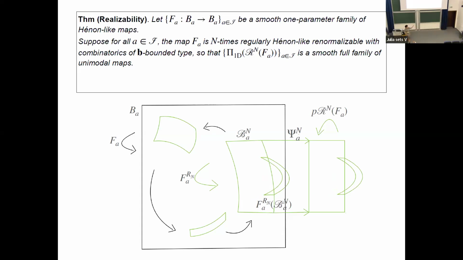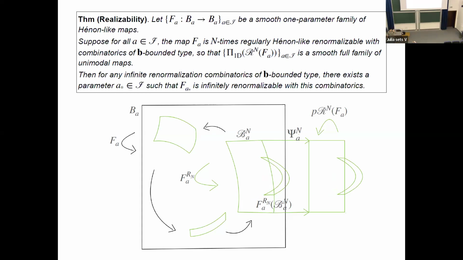If you have that, what you can guarantee is that for any combinatorial type, bounded type, there's a parameter in this family which is infinitely renormalizable with this combinatorics. So that and the previous slide guarantee that infinite renormalization convergence can be checked in finite depth.